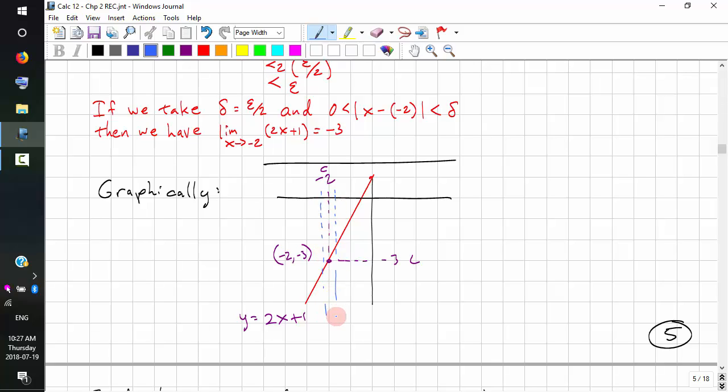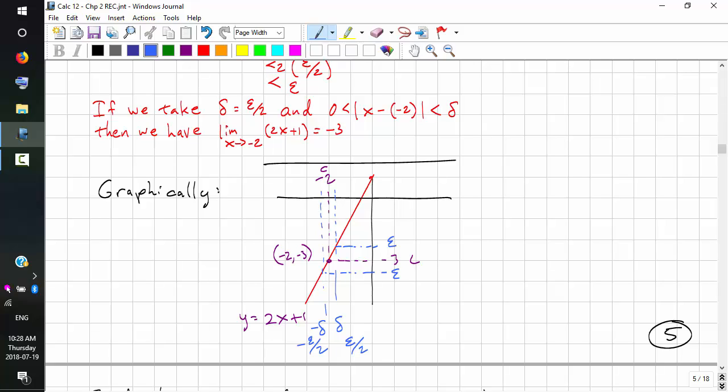So here we have our delta and our minus delta. We cross over here, we have epsilon, cross over here, we have minus epsilon. Okay, so we have L plus epsilon, L minus epsilon. We have C plus delta, C minus delta. And this is epsilon over 2. This is minus epsilon over 2. So that's what it looks like graphically.